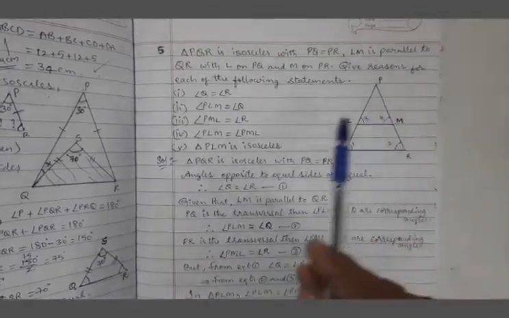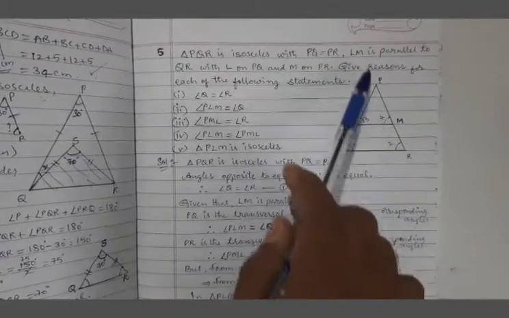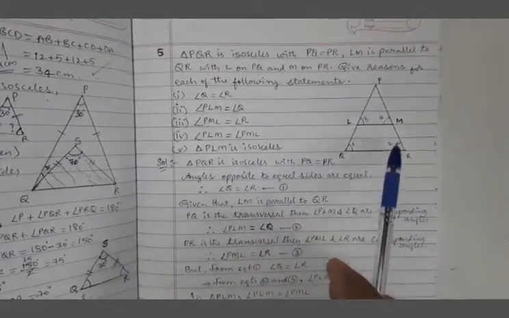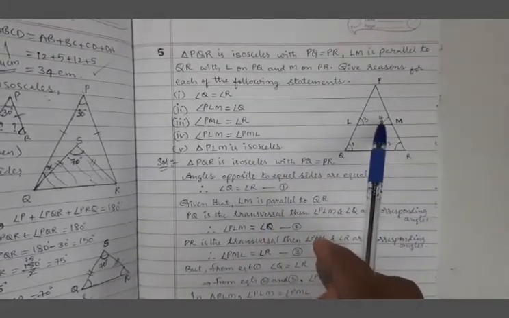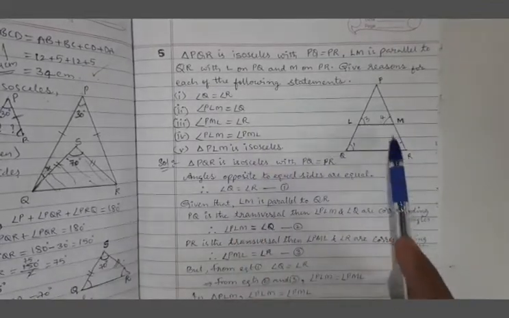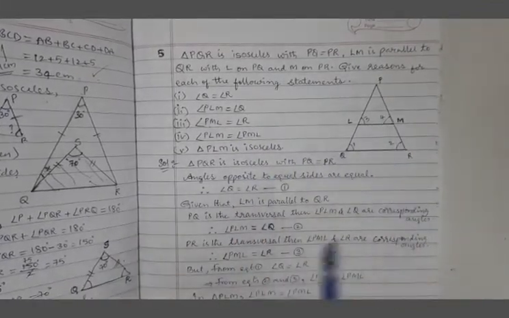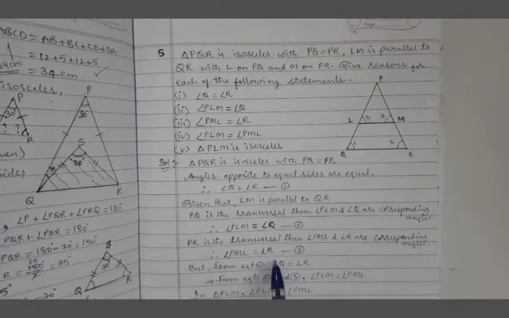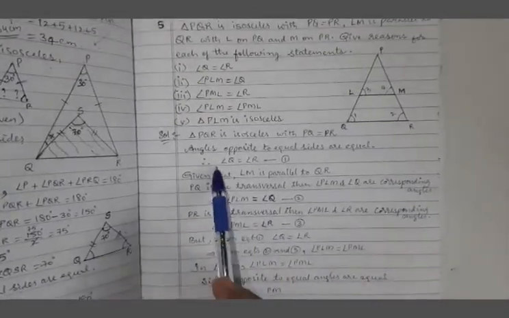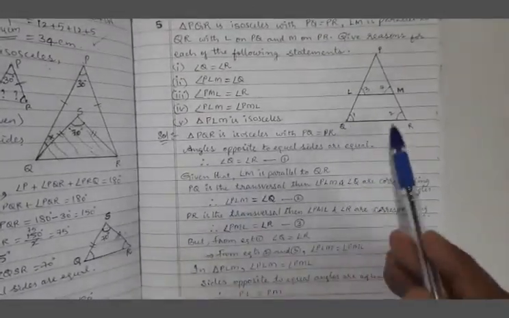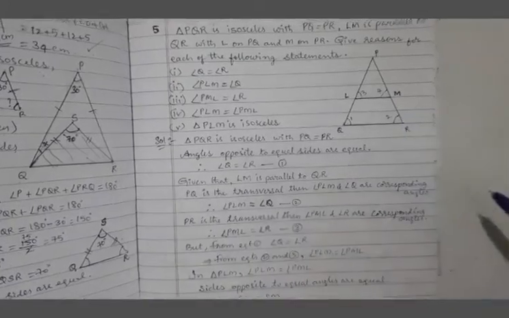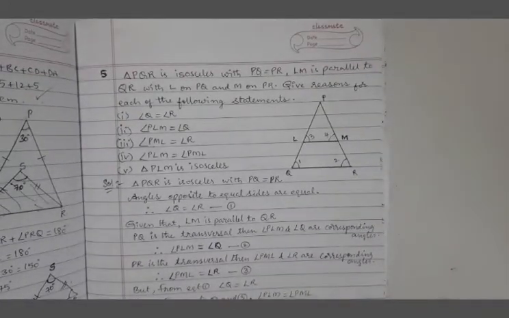For angle 2, angle 4, again the same matter. At the time, lines are parallel, transversal is PR. So, angle 2, angle 4 are corresponding angles. When lines are parallel, corresponding angles will become equal. That's why we wrote the next statement. Now, from first equation, what is there? This angle 1 and angle 2 are equal. You can see in the figure and you can get the clarity.